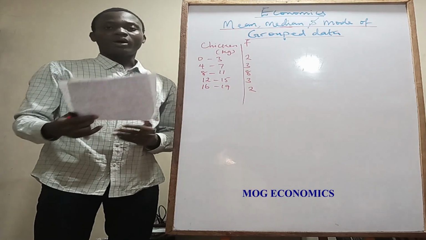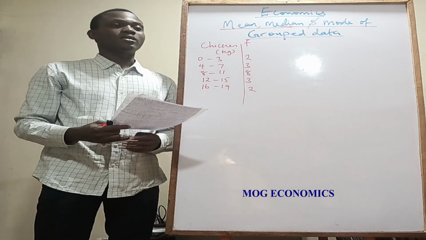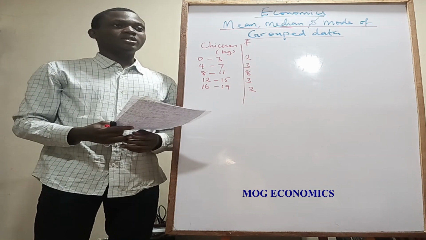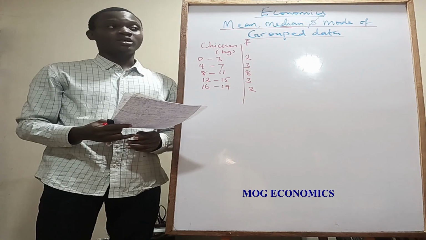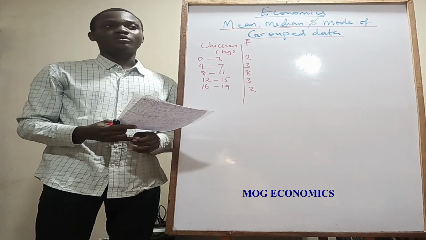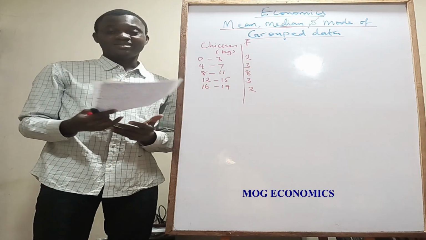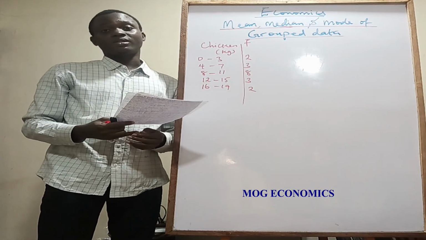So why do we group data? Right? You understand. The reason we do that is in case the data is very large. If you have a lot of observations, it is great for you to classify some of those observations together to make good sense of the data set.